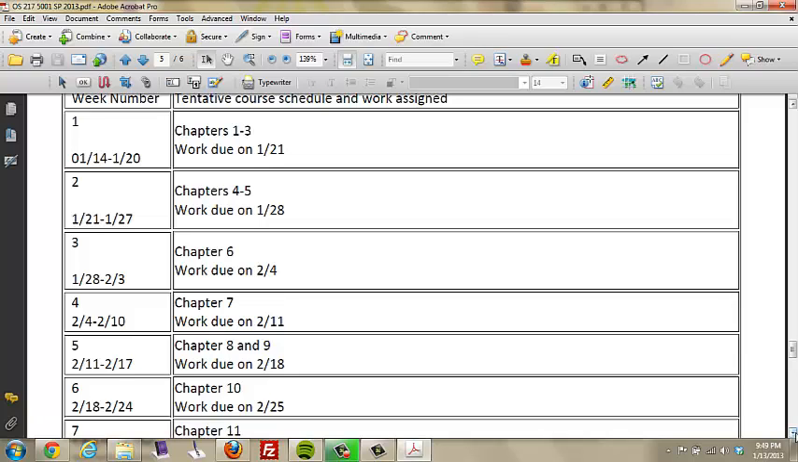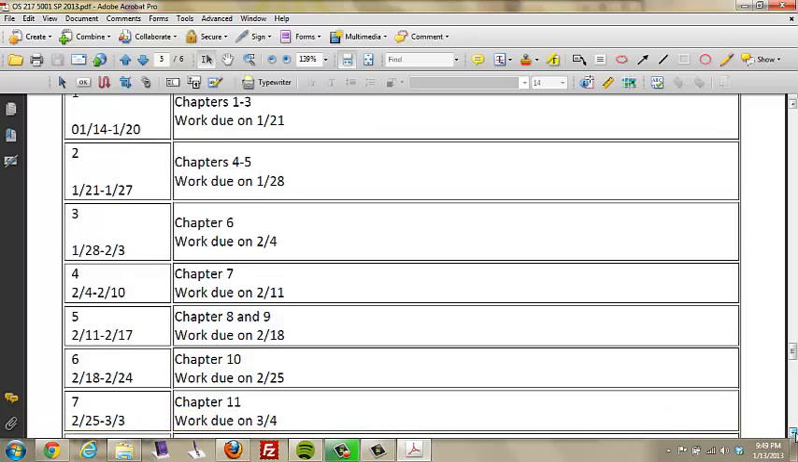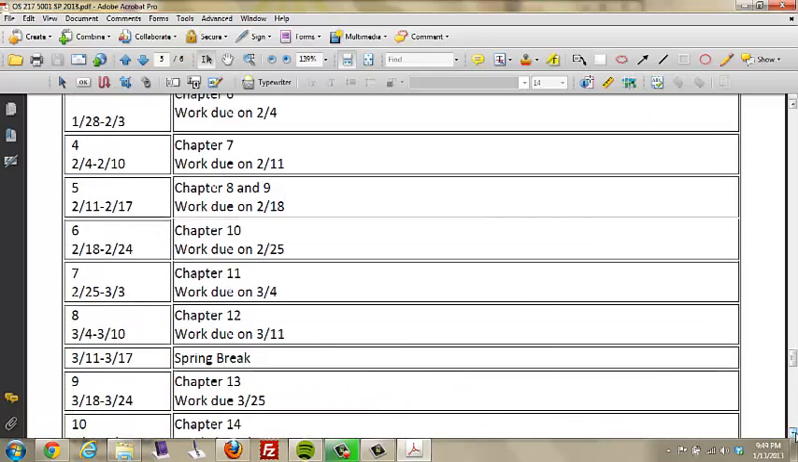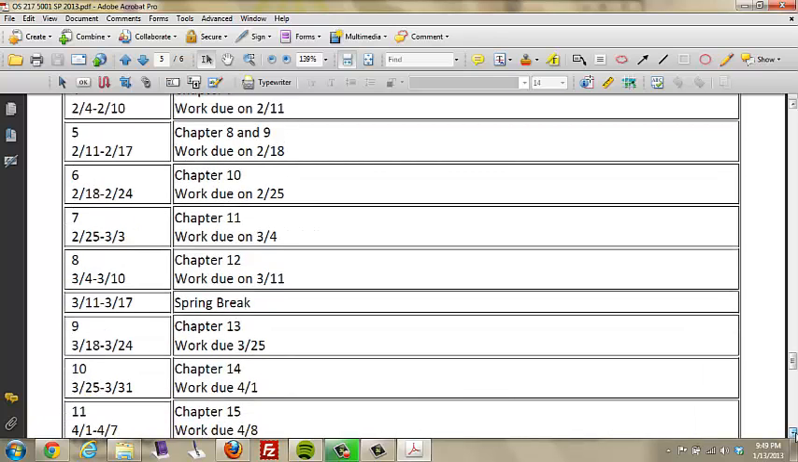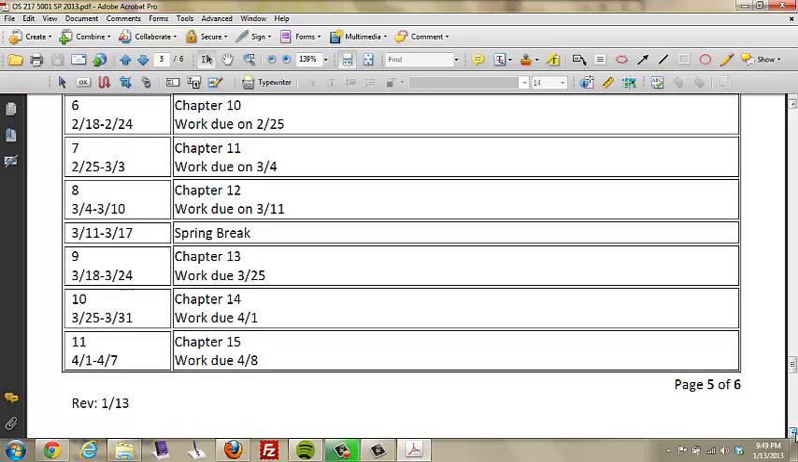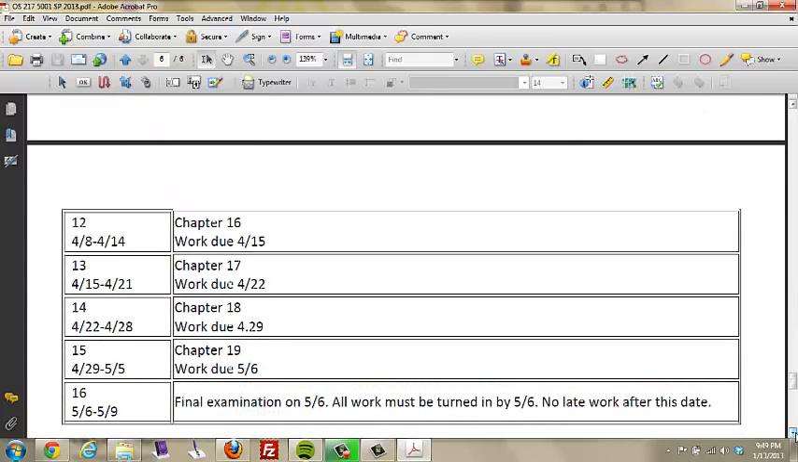So don't let the numbers fool you. This is a lot of work all the way through. Spring break is after week 8, and so we have a week where we don't have any work due. You can always work ahead, but you cannot fall behind.